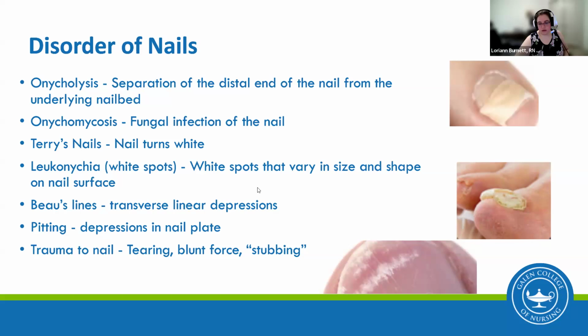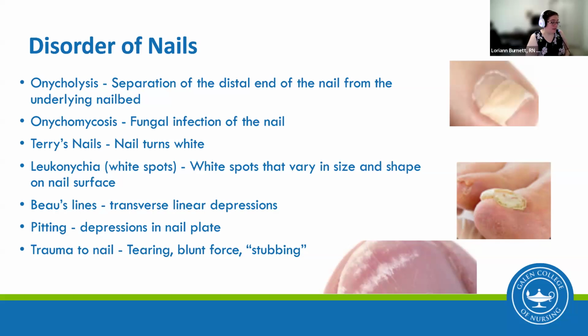Our Beau's line, which is the very bottom, is going to be a transverse linear depression. This is showing or proving that at some point the nails stopped growing. This could be because of severe trauma. It could be because they had a condition where they didn't have the resources to go to building their nails, such as they were really sick.